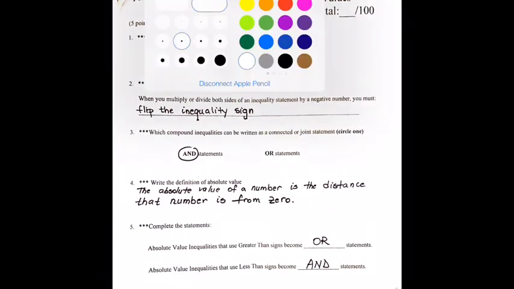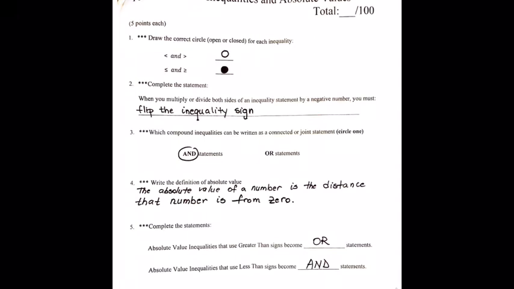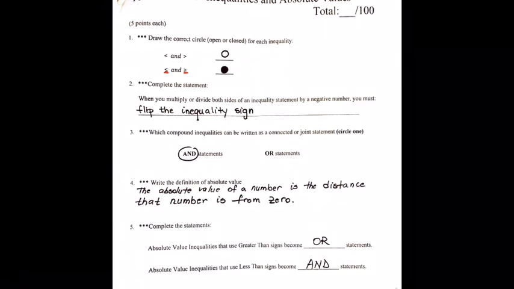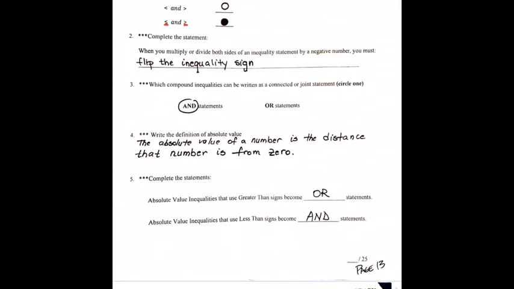The first one says, draw the correct circle, open or closed, for each inequality. As we know, if we have that extra line underneath our inequality, that means we're including the value. So therefore, we have a closed circle. Otherwise, we have an open circle. We should all know that by now.